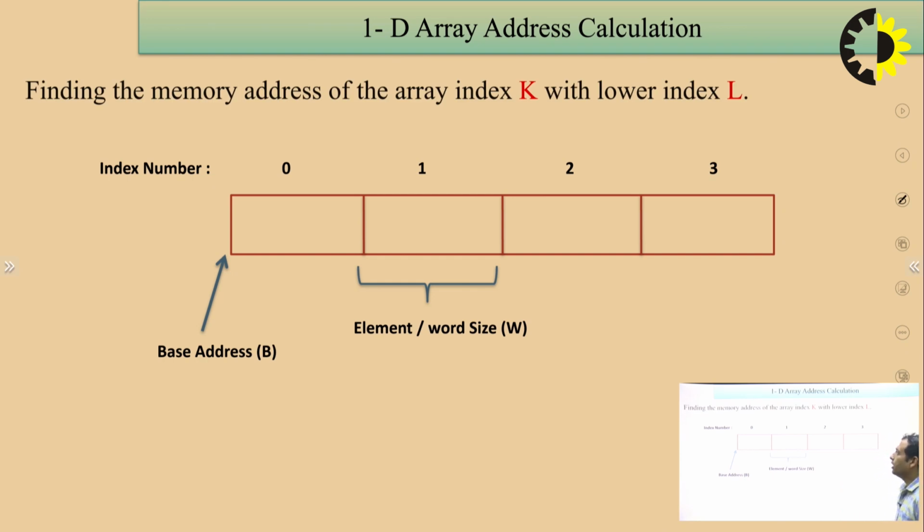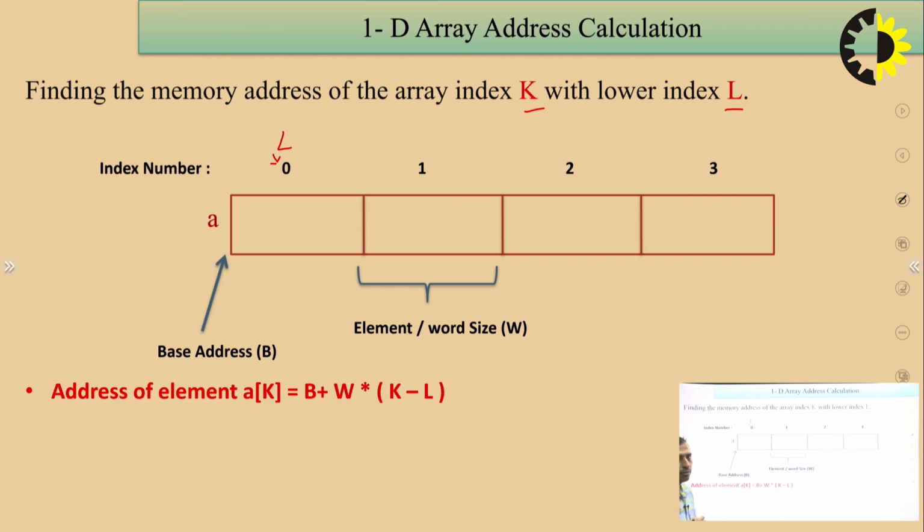Finding the memory address of array index, let this be K, with the lower index, let this be L. Here the value of K may be 2, the value of K may be 3, the value of K may be 1, and the base address is B. L is the lower index value, meaning here L is 0 in this case.